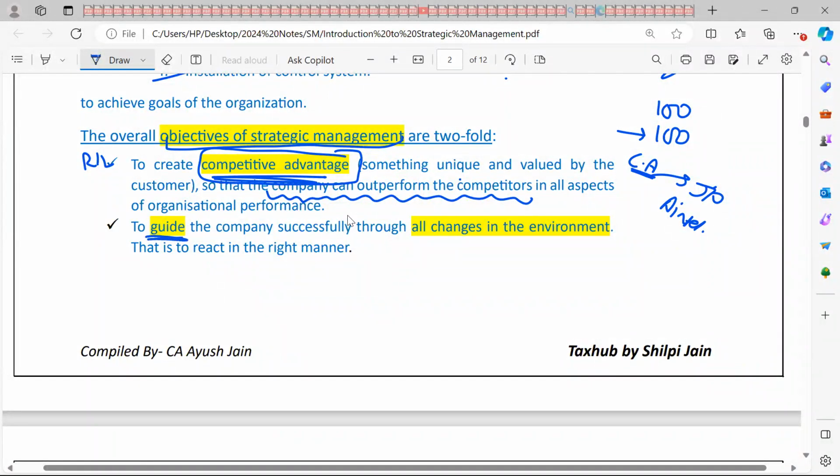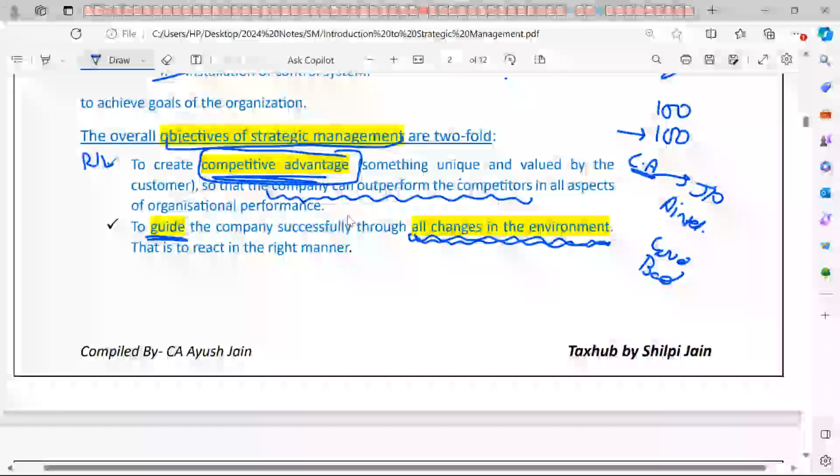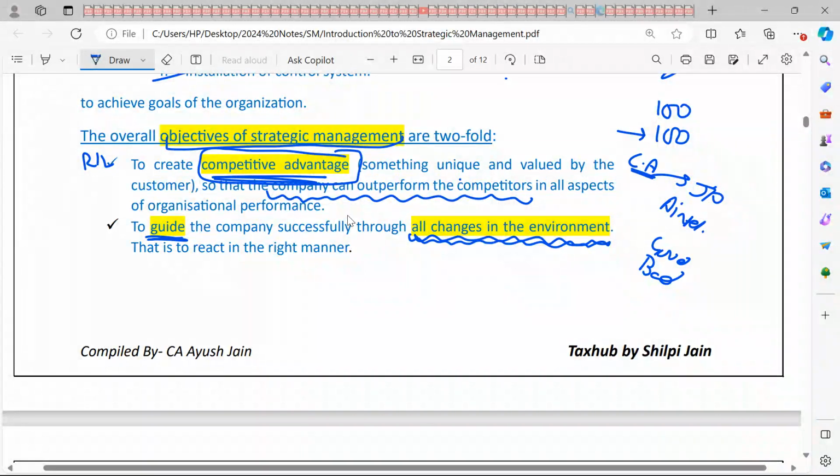Second thing, to guide the company successfully through all the changes in the environment. It means the company can survive even in COVID. The company can survive even in good times and even in bad times. So there are two objectives of strategic management. What are the two objectives? To create competitive advantage and to guide the company so that it can operate through all the changes in the environment.